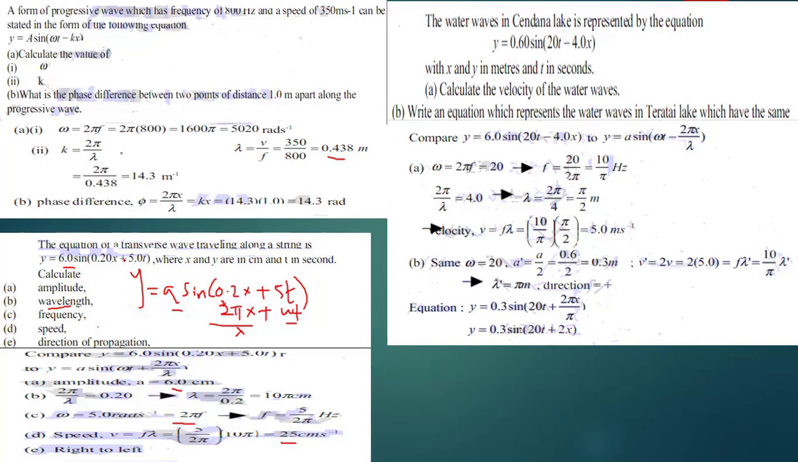It is positive, it is right. It is right to be positive, so it is going to the left, so right to left.